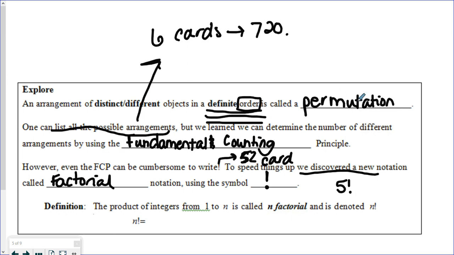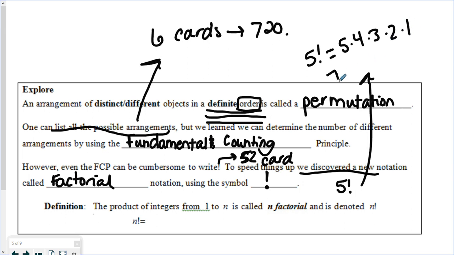5 factorial, we'll just do this up here. So 5 factorial is actually equal to 5 times 4 times 3 times 2 times 1. 7 factorial is equal to 7 times 6 times 5 times 4 times 3 times 2 times 1.